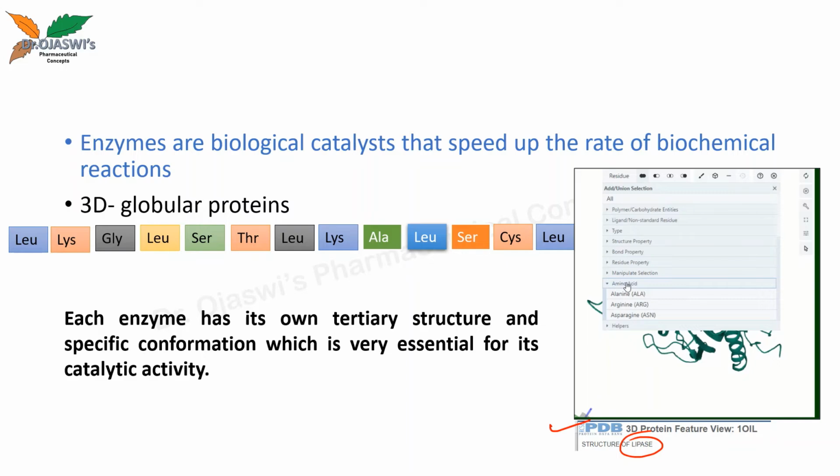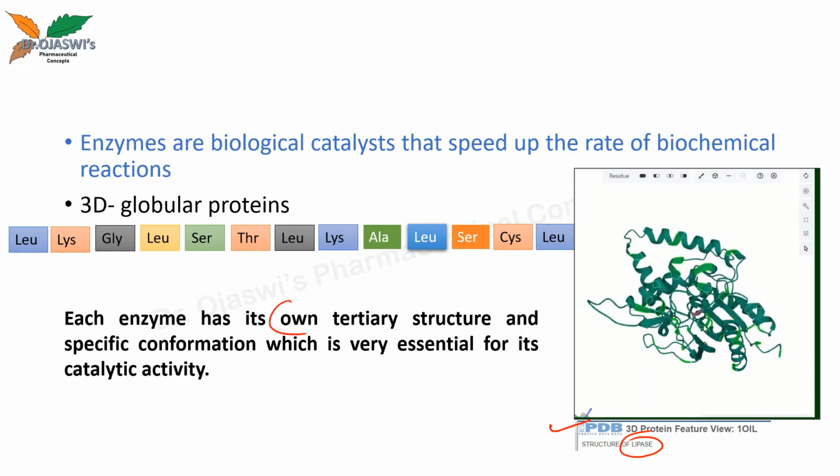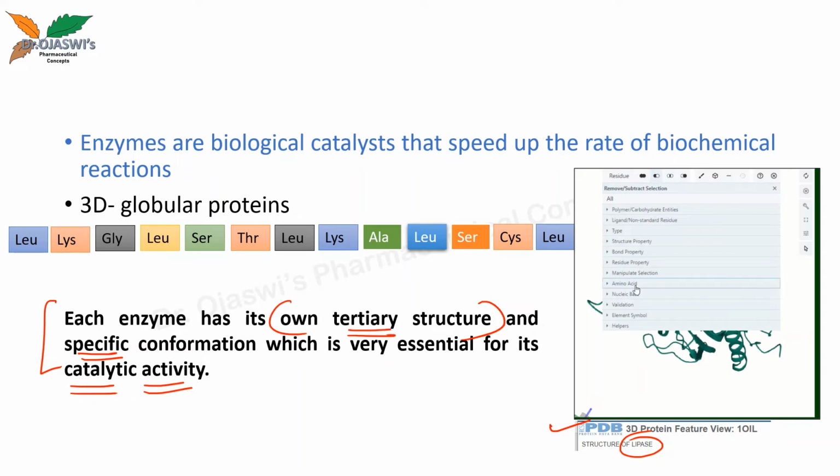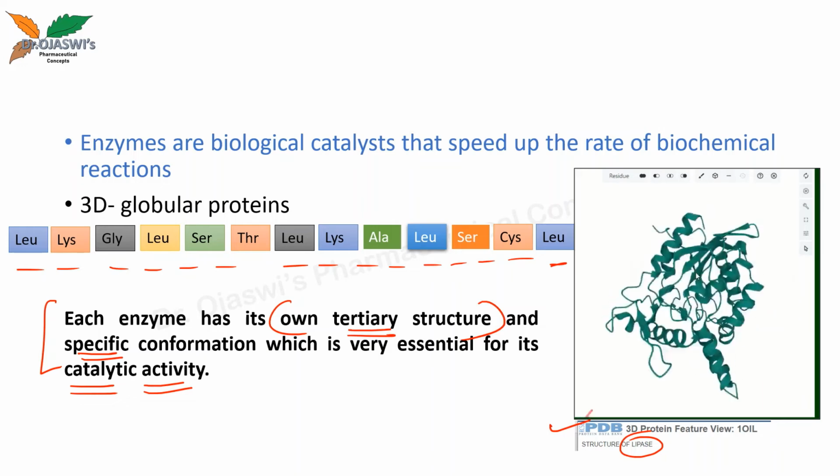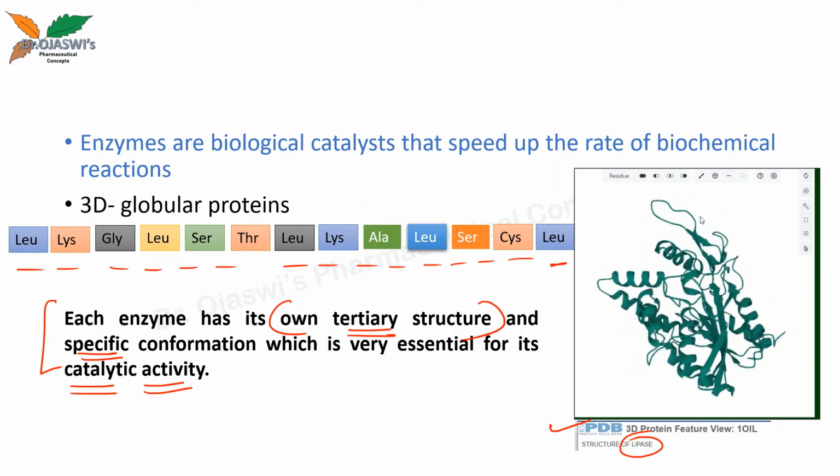Each enzyme has its own tertiary structure and specific conformation, which is very essential for its catalytic activity. So what does this mean? That specific conformation and own tertiary structure means the sequence of amino acids present in the particular protein or enzyme defines the enzyme and the specific action which is represented by that particular enzyme.